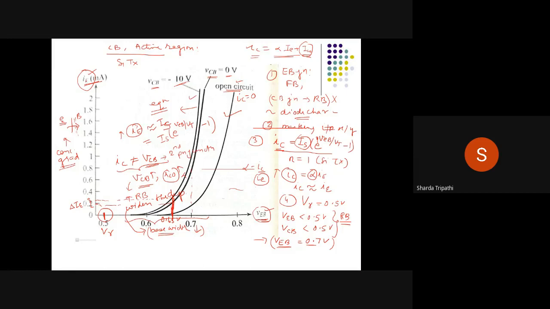So this was the plot between IC and VEB. If someone says that we need to show a plot between IC versus VEB, then that plot is also going to look exactly the same. Why? Because we know that IE is approximately the same as IC. So that plot can also be shown.